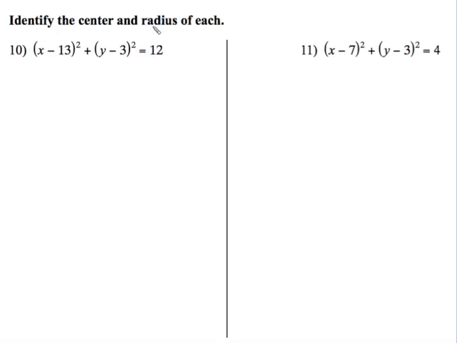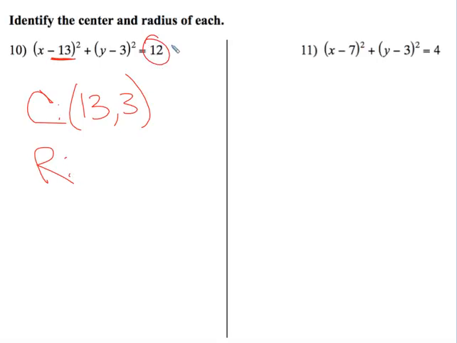Okay, so the center and radius of each. If you remember, these are supposed to be negatives. So if it's negative, then you change the sign essentially. So that's negative 13, so make it positive. Negative 3, make that positive 3. That's the center. Radius is this, or well, this is r squared, the radius squared. So you have to take the square root.